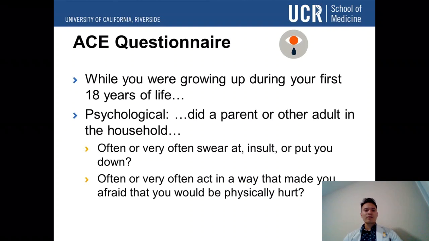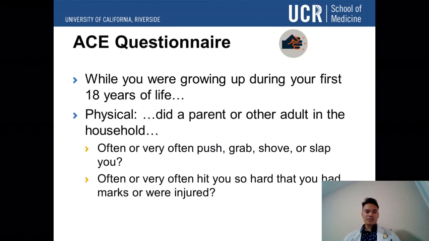It's pretty straightforward. First question, while you were growing up, during your first 18 years of life, psychological, you want to know, did a parent or other adult in the household swear at you, insult you, put you down, or scare you in a way that made you think you would be physically hurt? Next, physical, right? So did a parent or other adult in the household push, grab, shove, or slap you, or hit you so hard that you had marks or were injured?